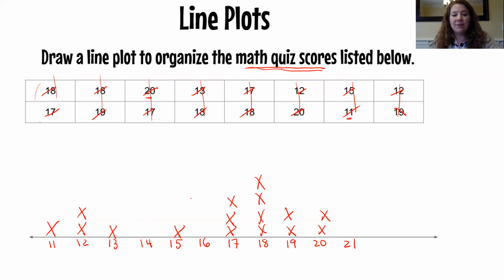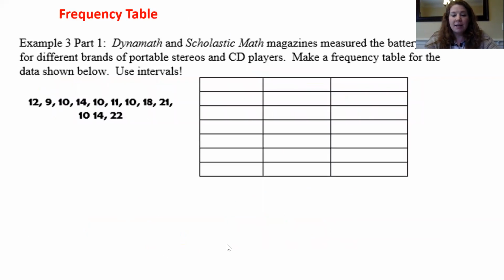Now, if you notice, even though there's no 14 or 21 in our data set, since this is a number line, we couldn't skip it, okay? So tomorrow's assignment, you're going to look at a line plot. I keep saying number plot, but you're going to interpret a line plot, and also you're going to create one.